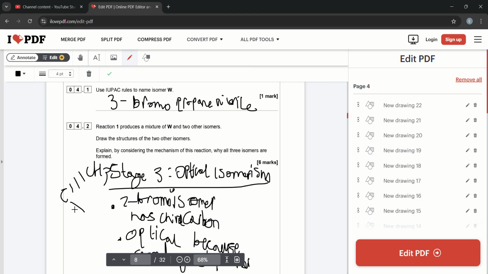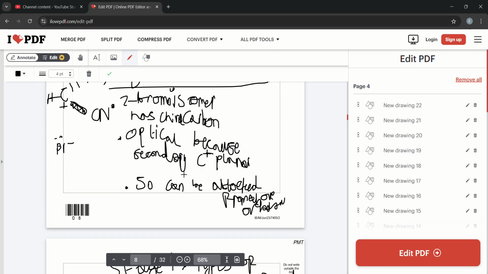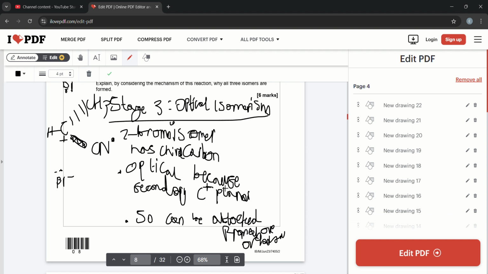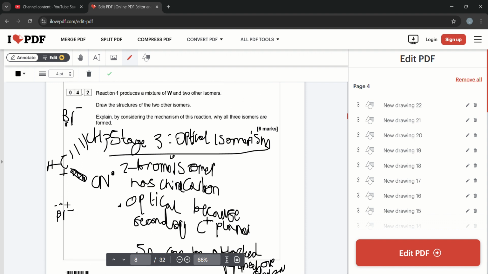You've got the CN. You've got the hydrogen, and then now you have the Br minus here with the lone pair of electrons. The carbon is positive. We know optical because the secondary C plus carbon positive is planar. It's a flat shape, so it can be attacked here below, or it can be attacked above.